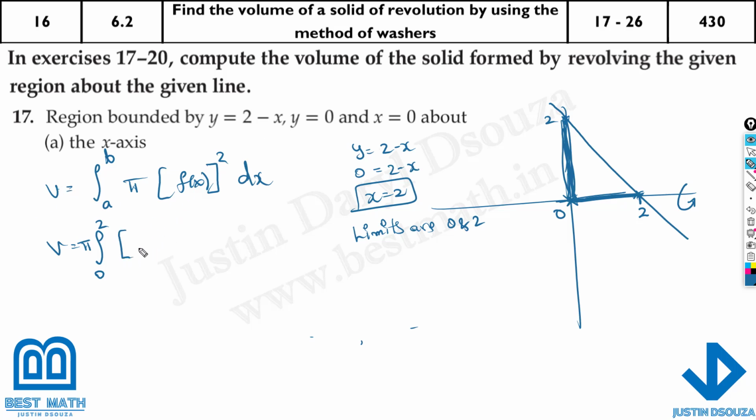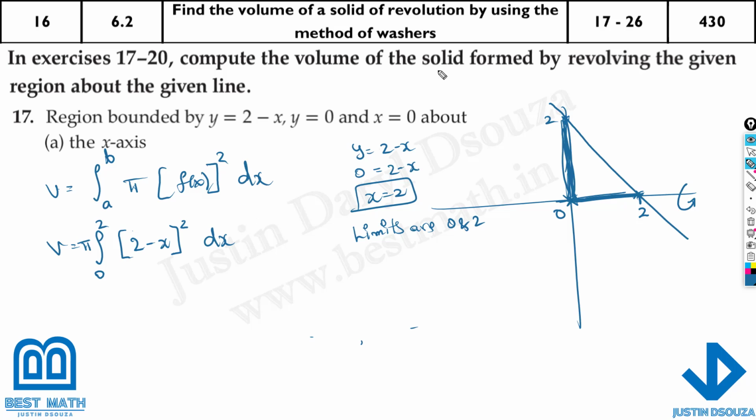What is the function? It's only one function here. It's 2 minus x the whole squared, and then dx. That's it. So now this entire thing is squared. Please remember, it's not just one term squared minus, no, because there is no washer. You should not be confused. There's nothing to remove. So this is the given function, what we have just put.